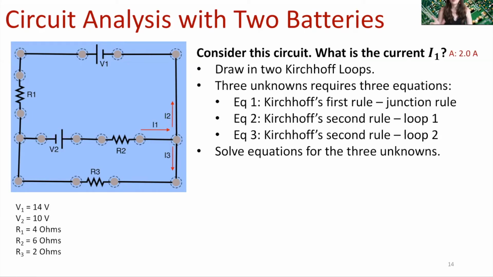In order to solve this, we're going to start with our first equation, which is from Kirchhoff's first rule, the junction rule, and then we're going to use the other two equations coming from Kirchhoff's second rule, which is the loop rule. And so we can create one loop within this section of the circuit, and we can create another loop through this section of the circuit.